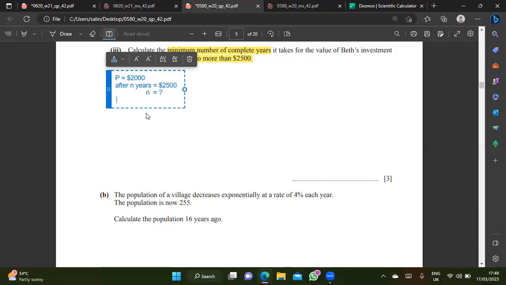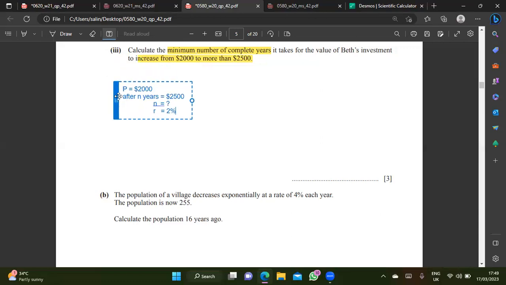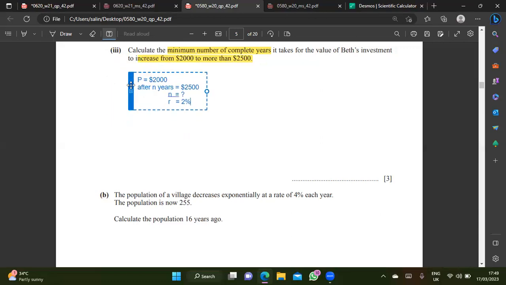Now what is the rate? The rate, they didn't give you a different rate, so we have to use 2% as well. They didn't say they're changing the rate, so we can actually assume the rate is the same.